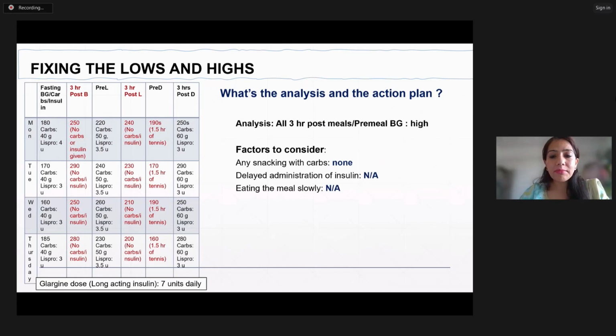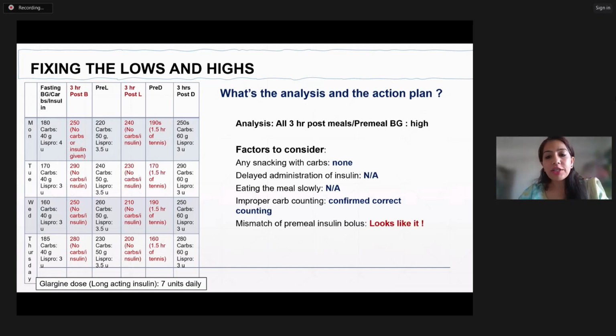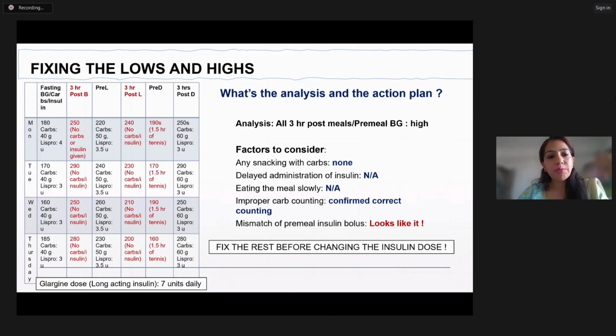Are they eating the meals slowly? Some kids eat their meals over a period of 45 minutes, and that may actually cause the blood glucose to go high. Improper carbohydrate counting that is there. Was there a mismatch in the pre-meal insulin bolus? And that's what it looks like. So we have to look at other factors before we correct and before we change the insulin dose.